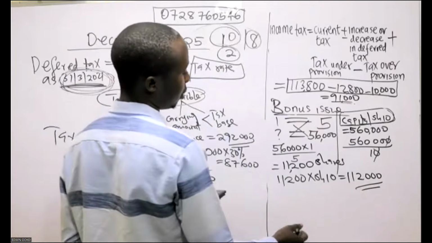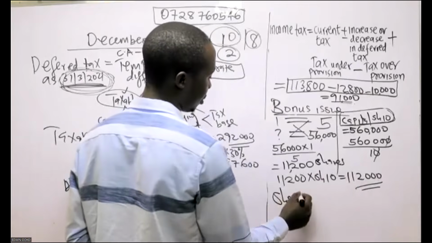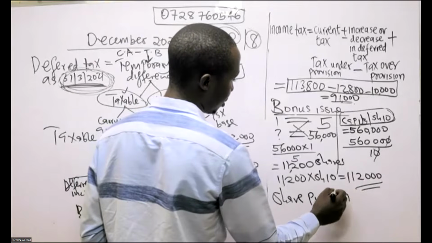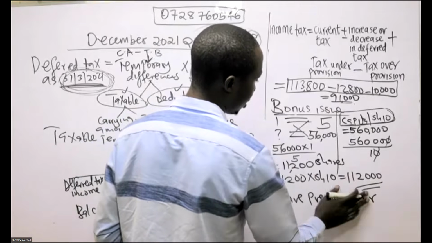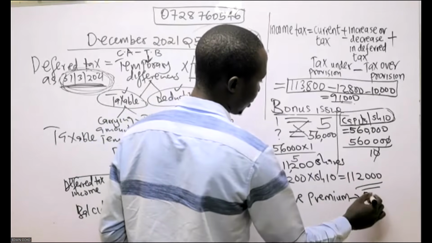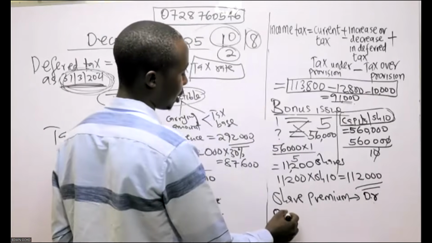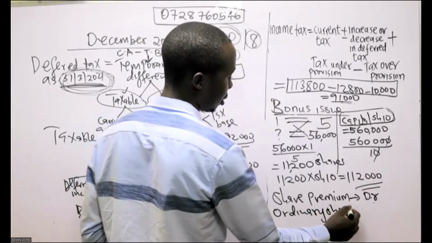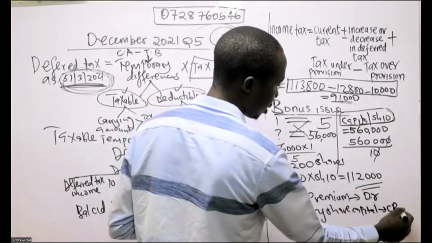Remember this one was financed through what? Through share premium. So what are we supposed to do to the share premium? Credit or debit? Debit, because now it's reducing your share premium. Then the capital is increasing. Ordinary share capital is credited.